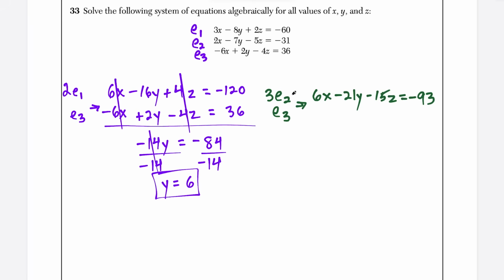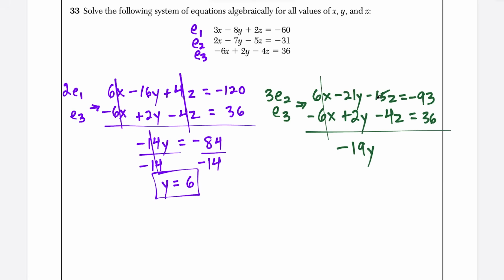So I'll just make a little space here so we can fit these side by side. So now equation 3, I'm just going to rewrite. We have negative 6x, we have plus 2y, and we have minus 4z is equal to 36. So these I will add together, and this time I get 6x minus 6x canceling. Negative 21y plus 2y is negative 19y, and then I have negative 15z minus 4z is minus 19z, and this is equal to, if I subtract these two here, let's just see, these are going to be 57 away, but negative, so minus 57 I get here.